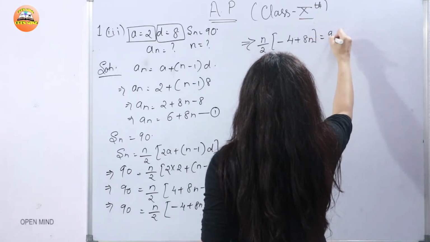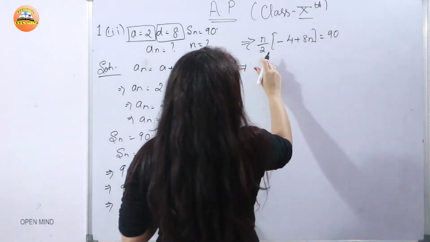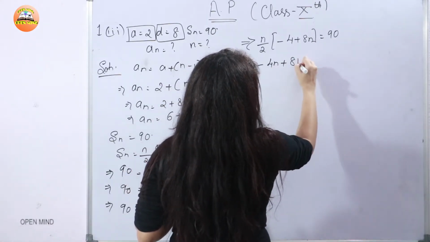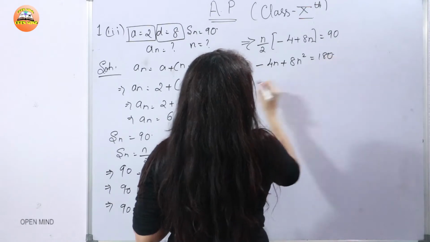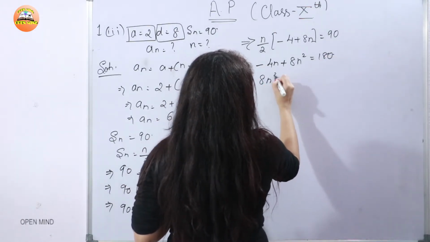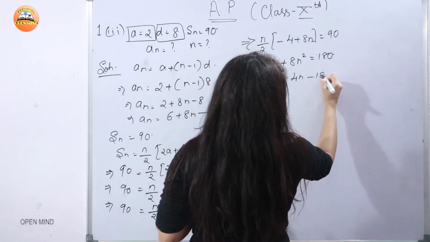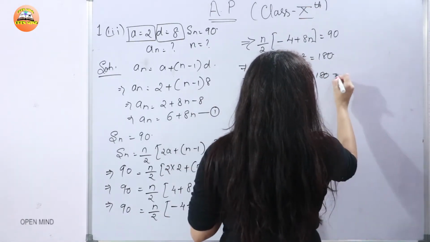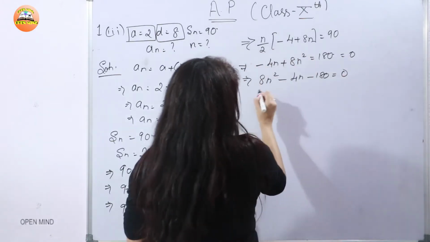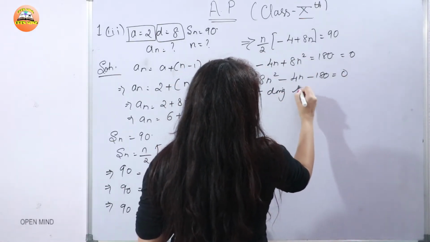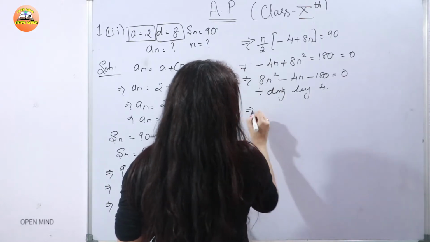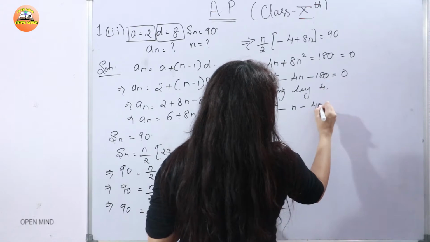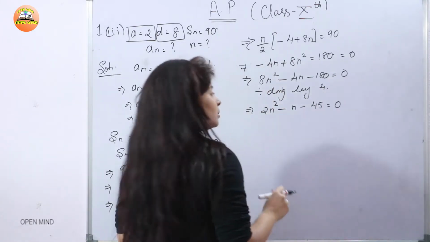So n by 2 into 8n minus 4 is equal to 90. So what we do is we cross multiply these two. So we get here 8n square minus 4n is equal to 180, which implies 8n square minus 4n minus 180 is equal to 0. Now dividing the entire equation by 4, we get 2n square minus n minus 45 is equal to 0.